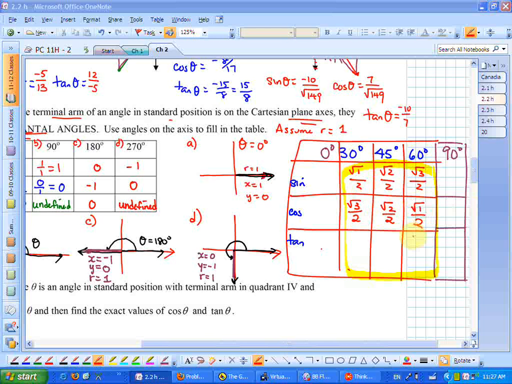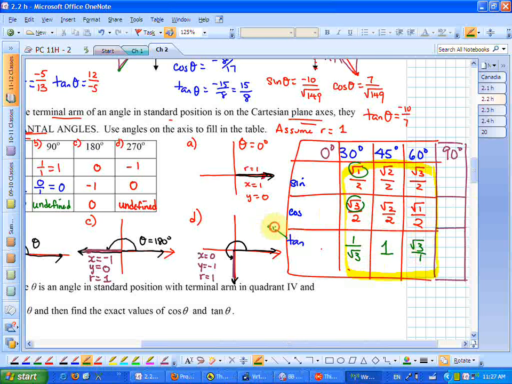Now, how do we do tangent again? We took 1 over root 3, right? We took this divided by that. And then for tangent, I believe it was just root 2 over root 2, which is 1, and then root 3 over 1. So tangent, of course, was, once again, sine over cosine. That's just a review from last day. Okay? Give you a chance to write that down.